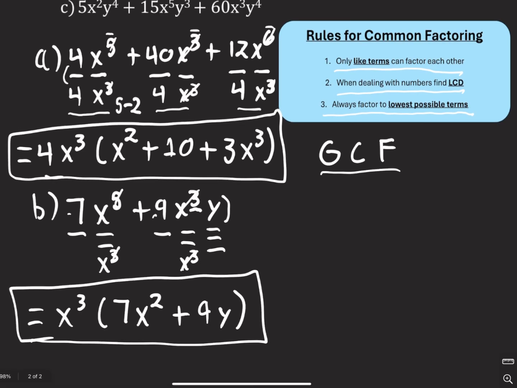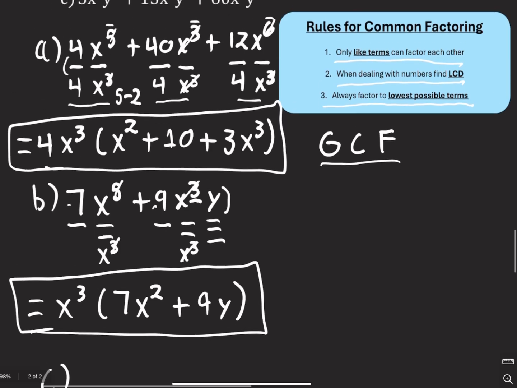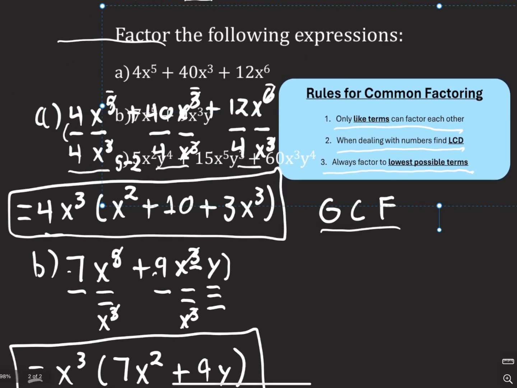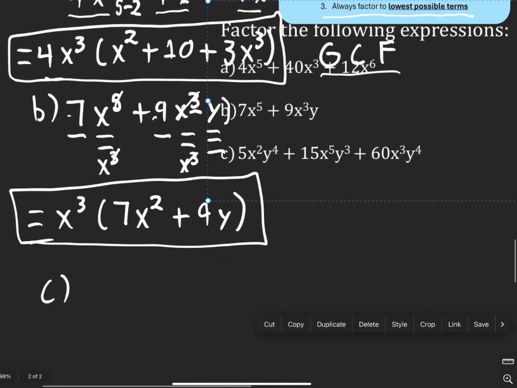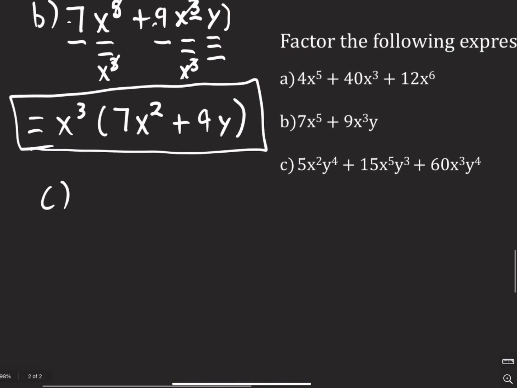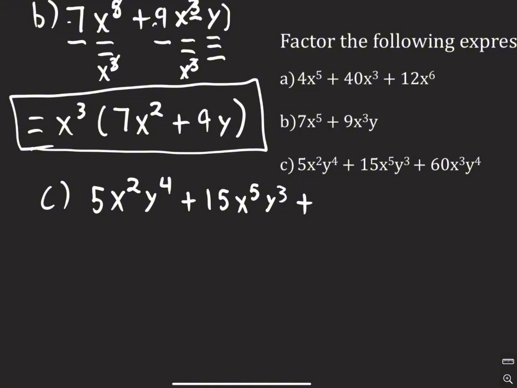Now question C. Question C is, and I'm going to bring this down here. So question C reads 5x squared y to the 4 plus 15x to the 5 y cubed plus 60x cubed y to the 4. Okay, so same thing. Let's start by noticing our like terms here, writing them out.